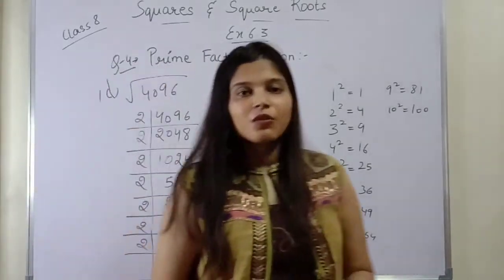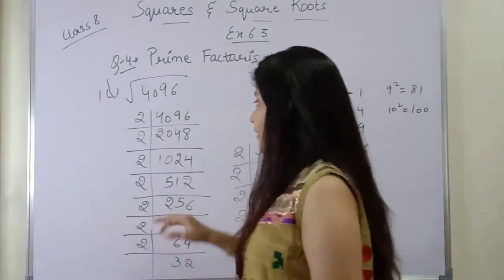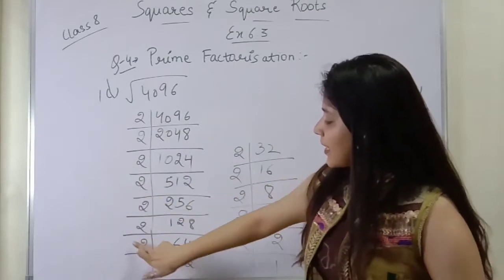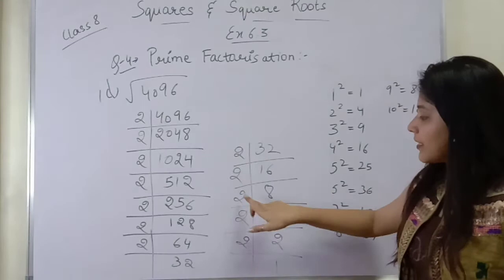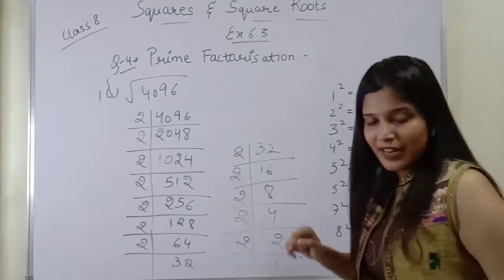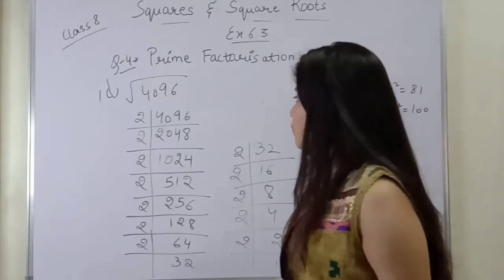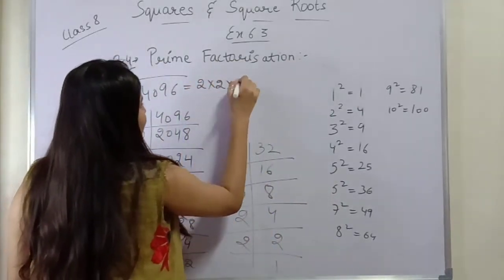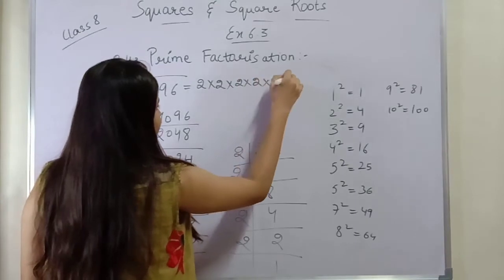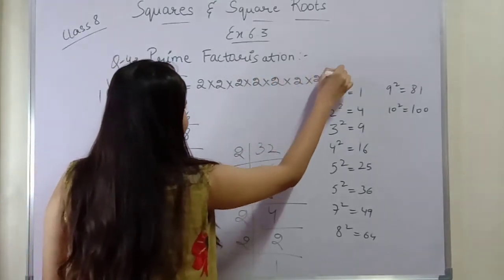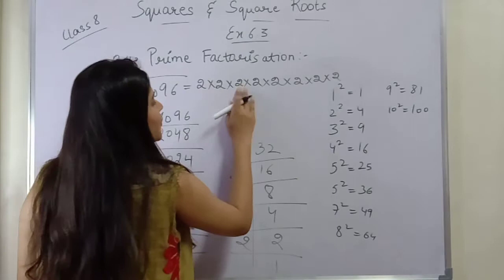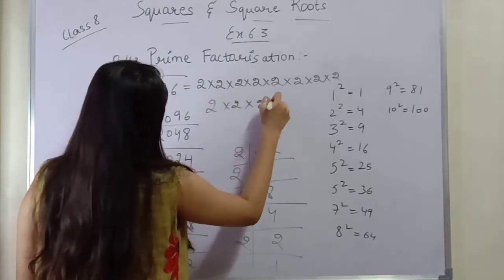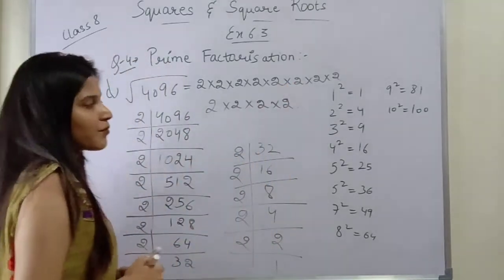तो थोड़ा सा लेंदी हो गया. We will count the number of 2s here. 1 2 3 4 5 6 7 8 9 10 11 and 12. अब यहाँ पे 12 2s हैं. We will write them in a row. 2 into 2 into 2 into 2 into 2 into 2 into 2 into 2. कितने हो गए? 1 2 3 4 5 6 7 8 9 10 11 and 12. 12 2s हैं. ठीक है.